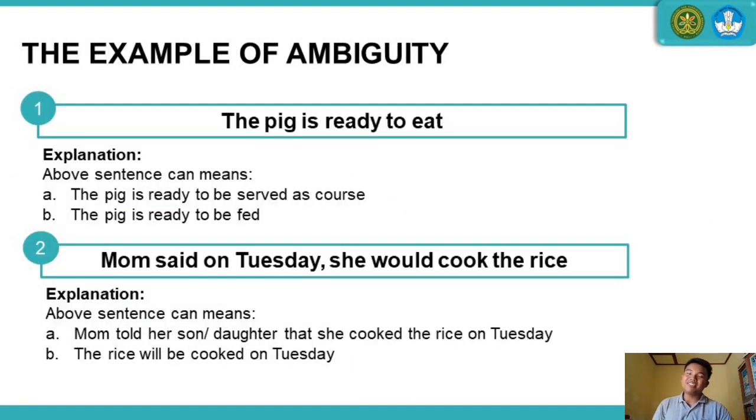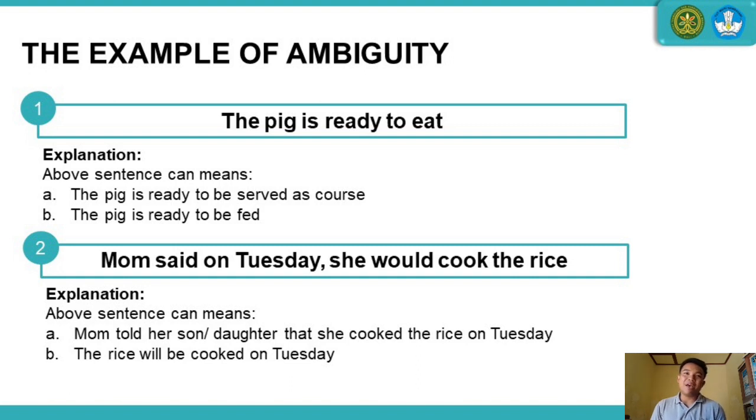The last part is the examples of ambiguity. I provide two examples here. The first one is "The pig is ready to eat." There are two meanings that can be interpreted from that sentence. The first is that the pig is ready to be served as a course during the dinner party. The second one is that the pig is ready to be fed.